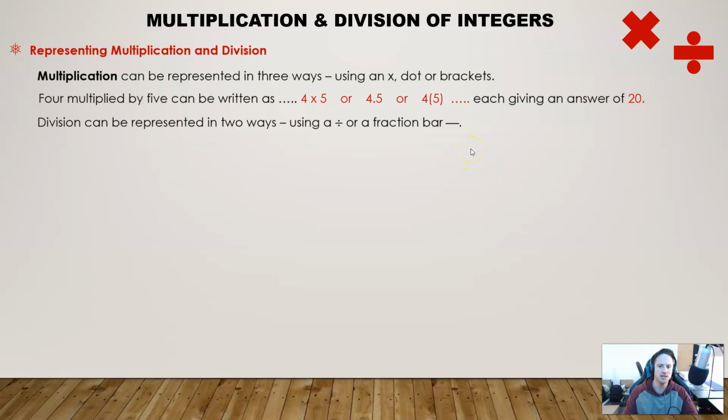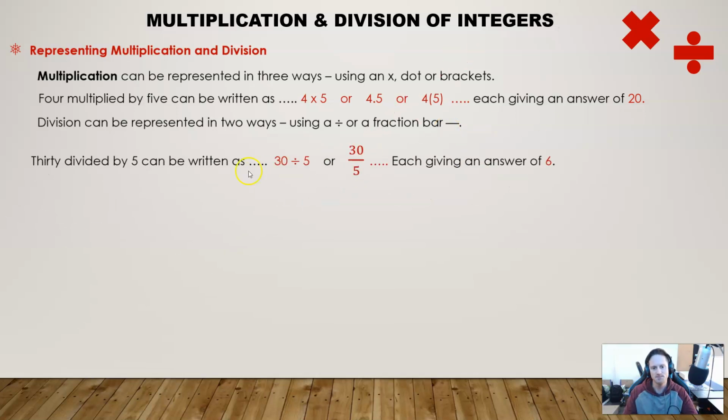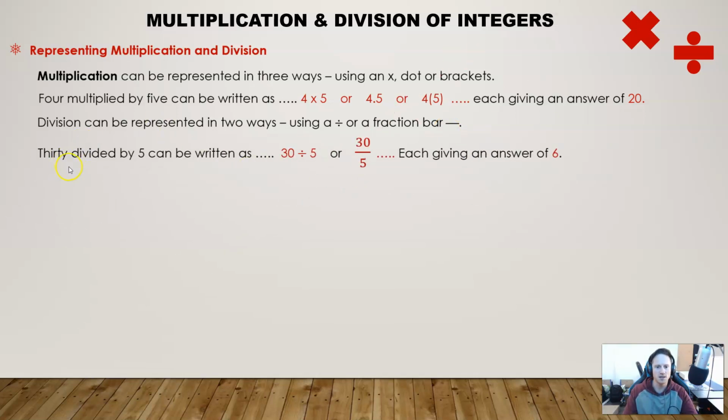Division can be represented in two different ways, using a divide sign or a fraction bar, and we've encountered this before this year. So 30 divided by 5 can be written as 30 with the divide symbol by 5, or 30 over 5. They both give the answer of 6.